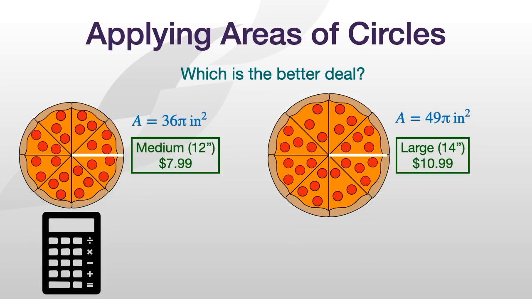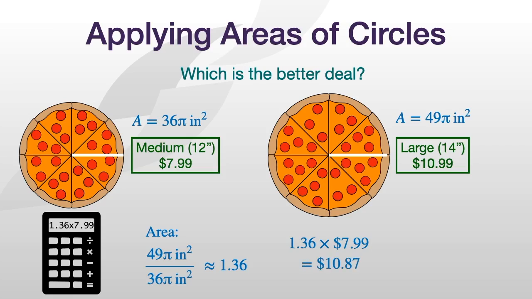With all this information, there are many different ways we could make a comparison. Here's one way. Comparing the areas, the large pizza is about 1.36 times the size of the medium pizza. If we apply that ratio to the price of the medium pizza, that will tell us what the large pizza would cost if we were at the same cost rate as the medium pizza. That product is $10.87, which is less than the cost of the large pizza. So in this case, the medium pizza is actually the better deal.